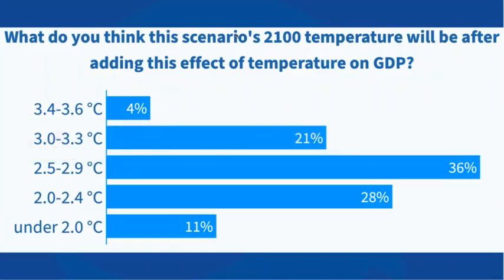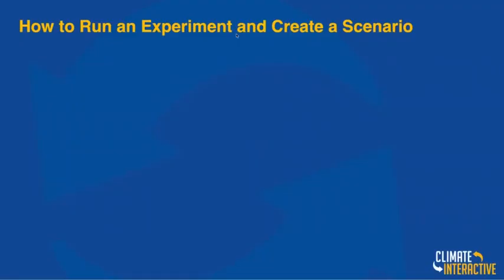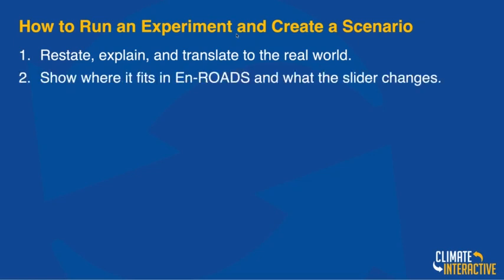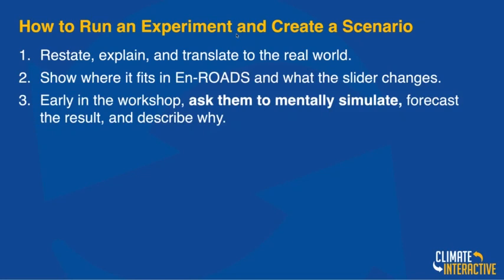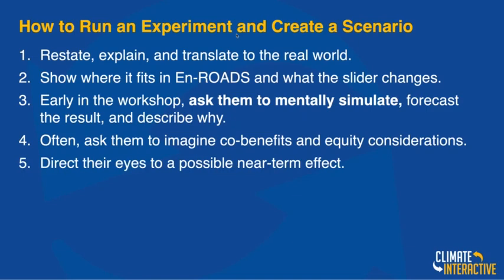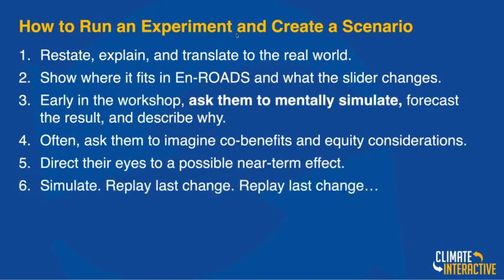All right, so to summarize what you just saw, and mind you, that is a very long explanation showing you all the steps that you could include. Particularly late in a game, late in a workshop, you're not going to take all of those steps, but here they all are. Restate what people are offering, explain what they mean for everybody, translate it to the real world in some way. Show where it fits in En-ROADS, where they can get information about it, what slider changes. Early in the workshop, ask them to mentally simulate, run their mental model, forecast the result, and talk about why they think that's going to happen. Often ask them to imagine the equity considerations and co-benefits they'd like to capture. Tell them where to look, direct their eyes.